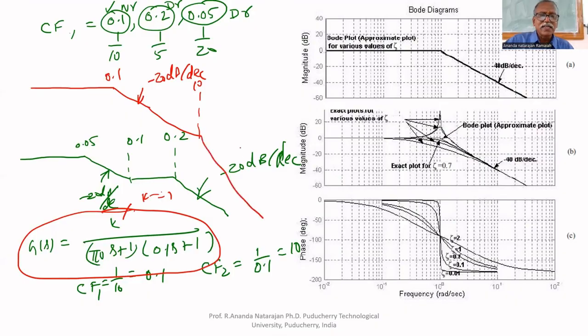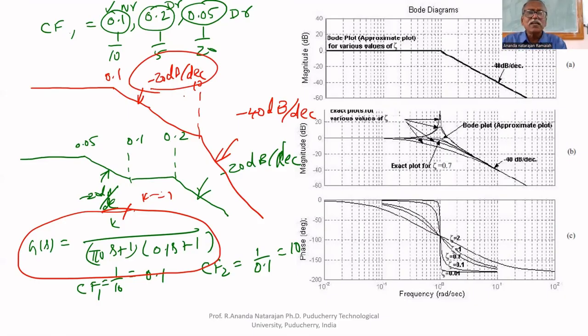After that, it decreases at minus 40 dB per decade. Why? There is another denominator factor. Here, it decreases at the rate of minus 20 dB. After 10 radians per second, another factor comes. That's why it decreases at the rate of minus 40 dB per decade. Therefore, this is the plot.